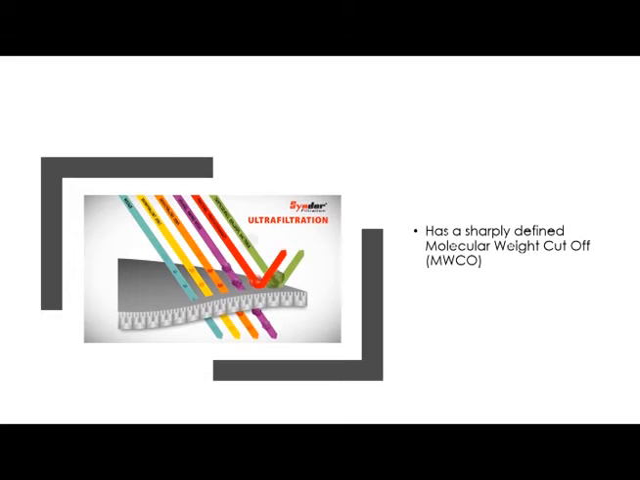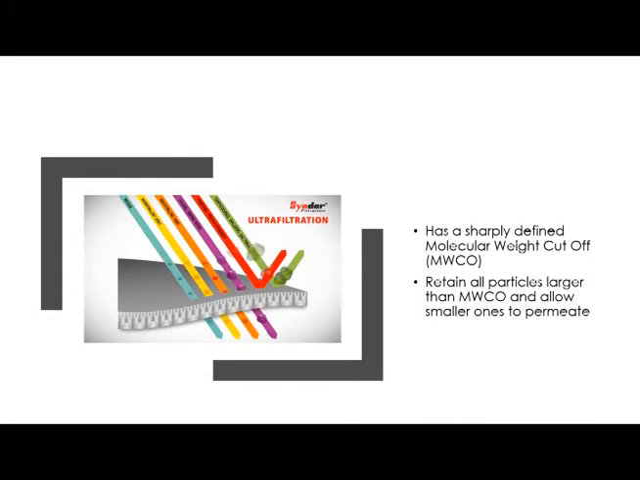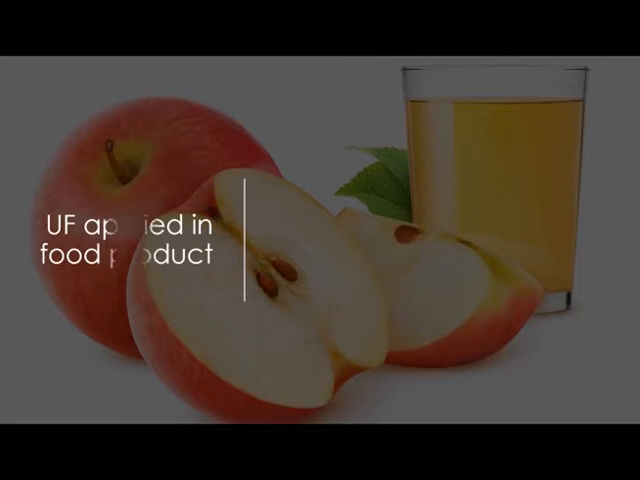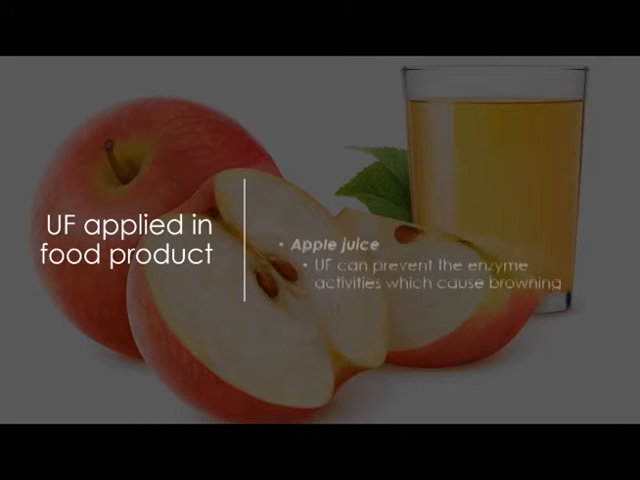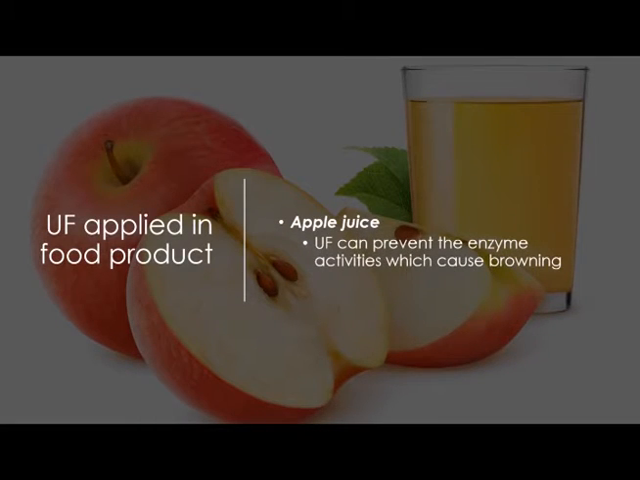Ultrafiltration has a sharply defined molecular weight cutoff, MWCO. It will retain all particles which are larger than the MWCO and will allow smaller ones to permeate. The larger ones include protein, polysaccharides, bacteria, and others. Ultrafiltration can be applied in food products such as apple juice. Ultrafiltration can prevent the enzyme activities which cause browning.